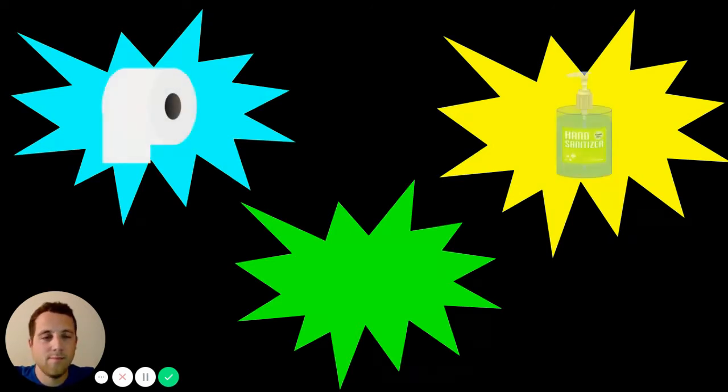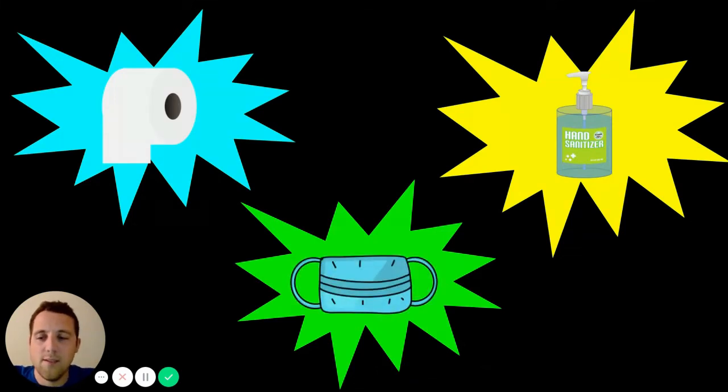Toilet paper, hand sanitizer, and face masks. Well, kind of. More specifically, I'm going to be walking us through an instructional approach called essential question inquiry. Now, what's the connection between these three objects and that instructional approach? Stay with me to find out.